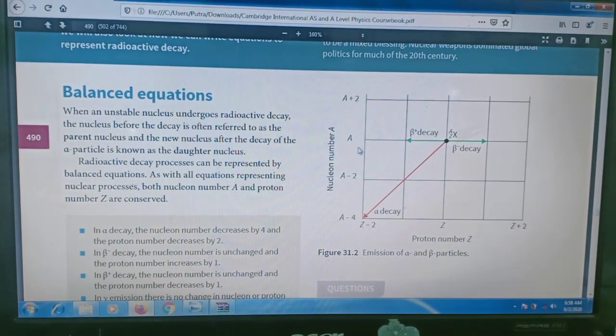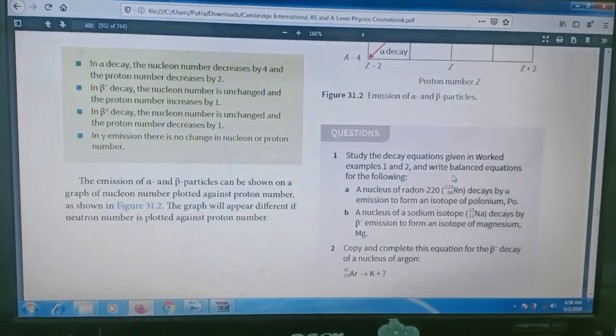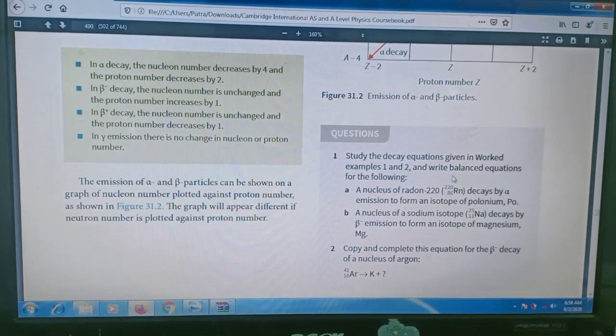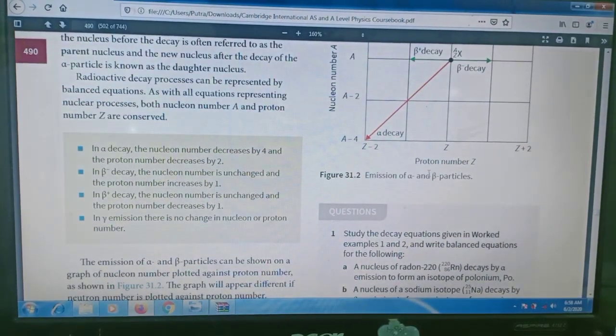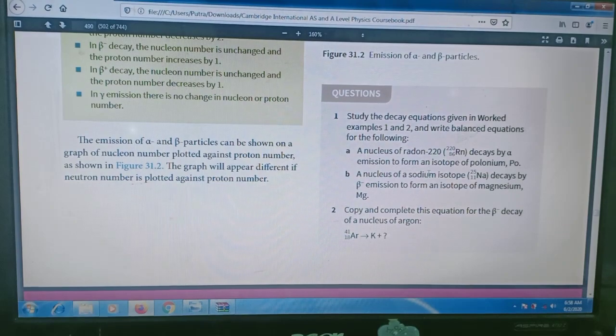I give you the graph, and then after that I give you one element, and I'm asking you whether it is having beta decay or alpha decay. Okay, and then you need to make the graph. These kinds of questions we have also discussed. And of course, I believe that you can also answer the questions on page 490, which you need to answer later.